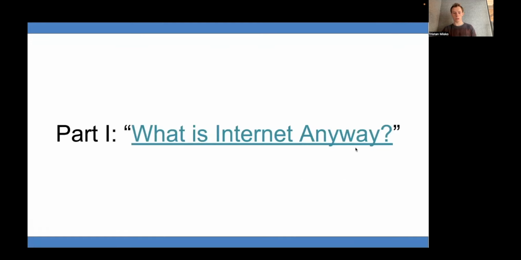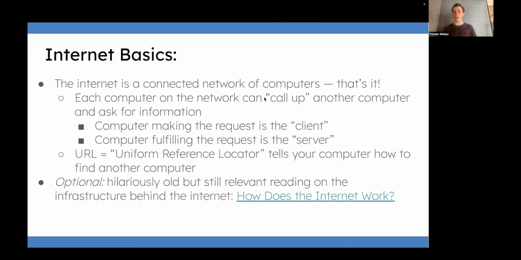So, what is the internet anyway? This is the theory. The internet basics: the internet is a connected network of computers, and that's really all it is. They're just a bunch of computers, and they're all talking to each other. Now, what exactly that means and how you get them to all talk to each other in a sensible way, that's all the complexity.